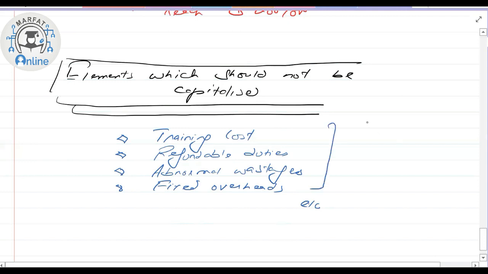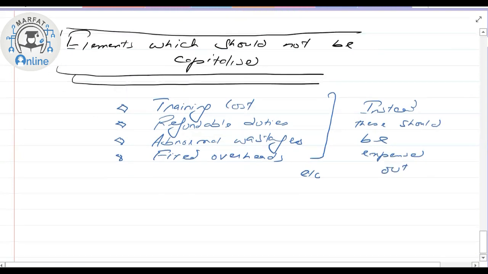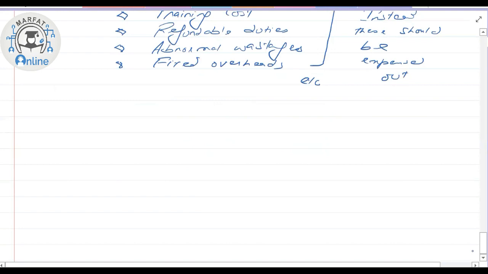So if these are not capitalized, what we should do instead, these should be expensed out. So if we cannot capitalize it, we will be expensing this out. So we're going to expense out these things.